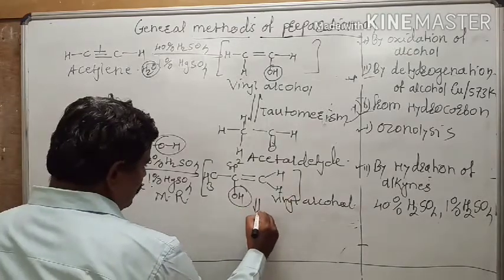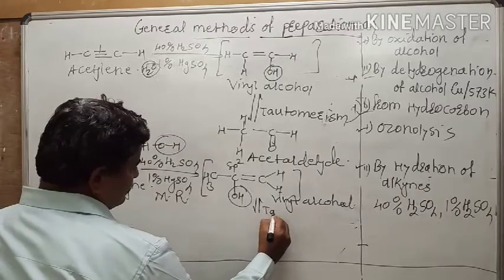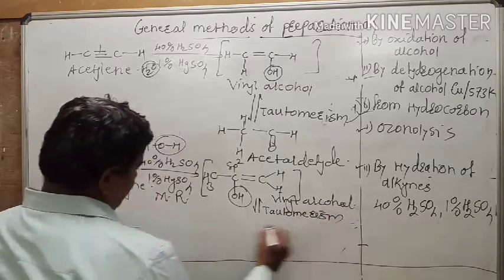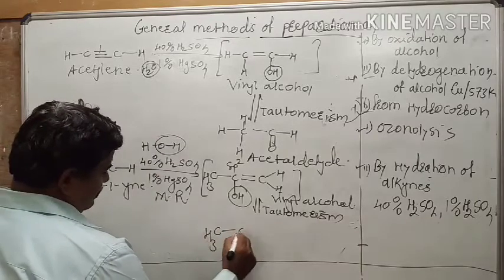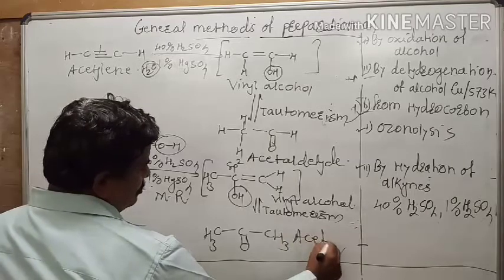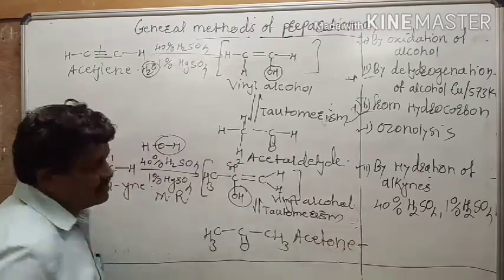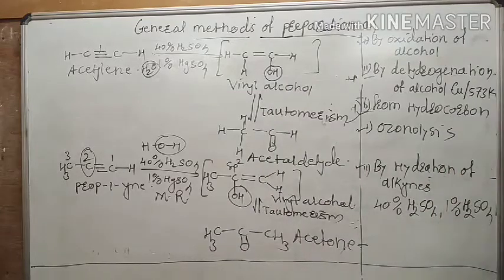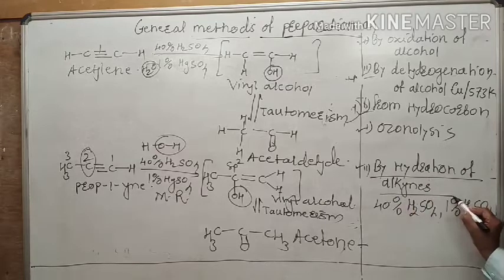When it undergoes such tautomerism, then you will get CH3COCH3. So this is acetone. So we can prepare aldehydes as well as ketones by using hydrocarbons, that is hydration of alkynes, as well as by ozonolysis.